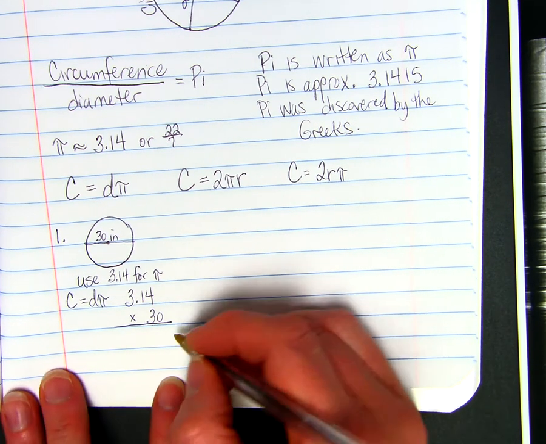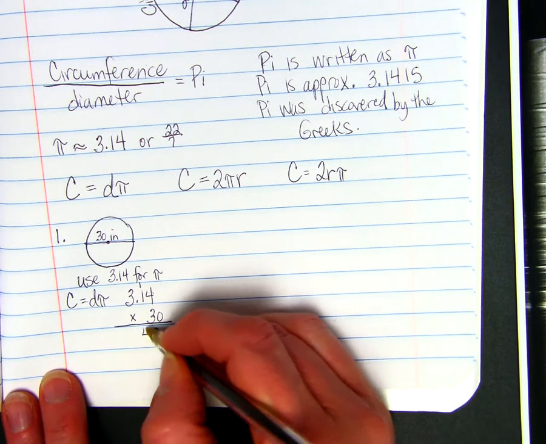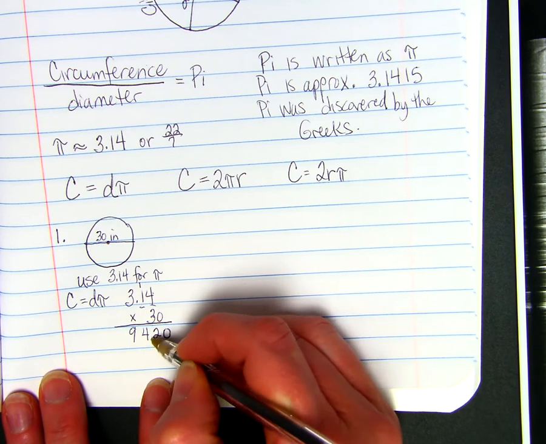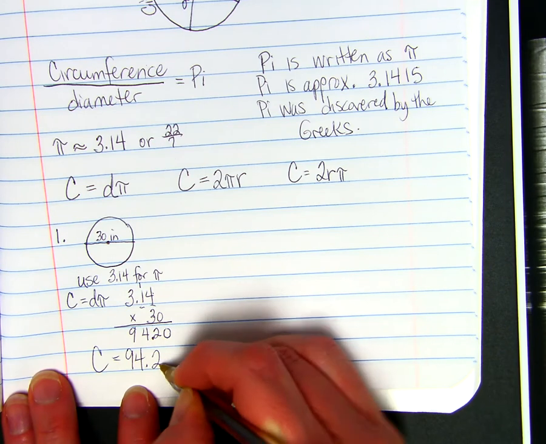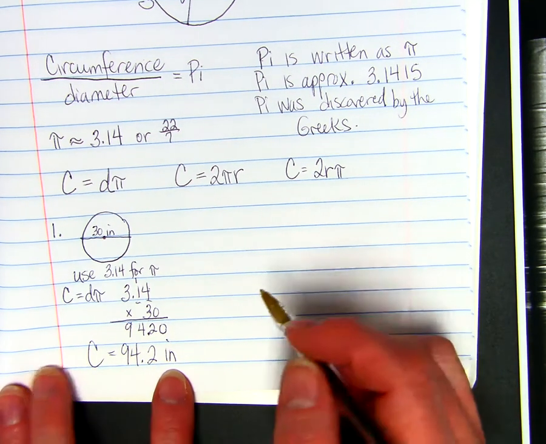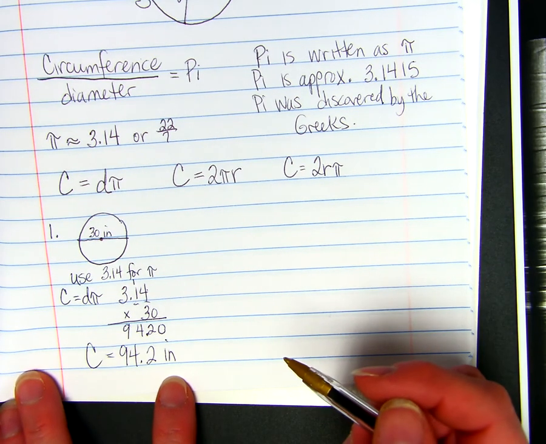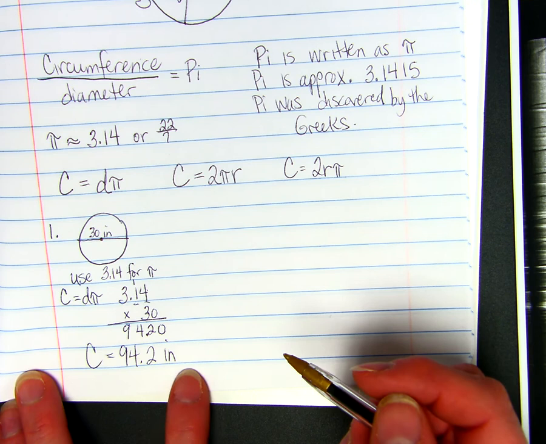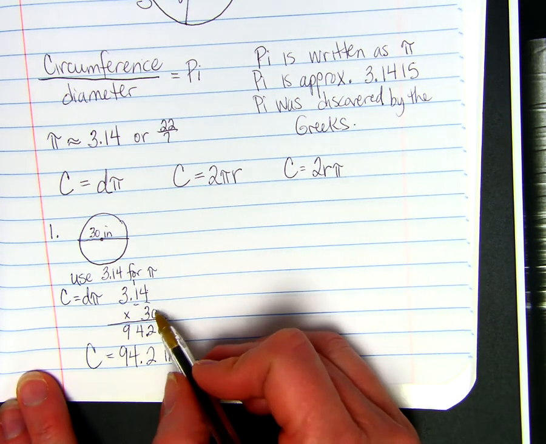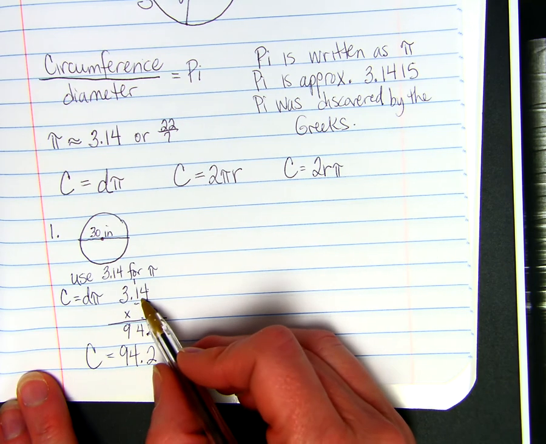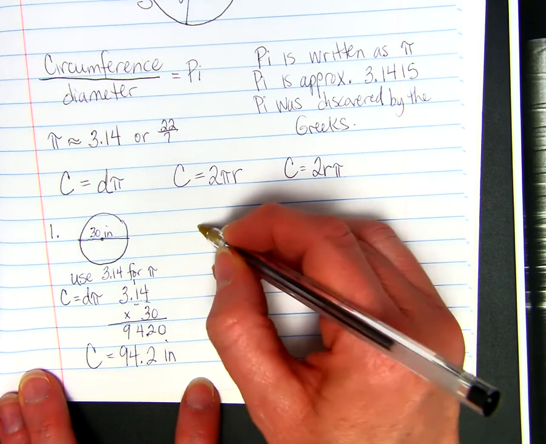I hang the 0 off, so I can just put a 0. 3 times 4 is 12. 3 plus 1 is 4. 9, 2 decimal places. So it's 94.2 inches. Would you take the 0 from the 30 and make 3.14 31.4? Yeah, if you wanted to take the 0 off and move the decimal over once, so you're timesing by 10 first and then times 3. You can do that.